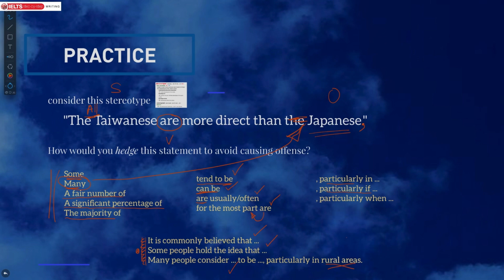All right, so this is just the introduction to hedging. There will be more practice of hedging in this section, in the next lecture, and so you'll be able to do a lot more practice with it then.